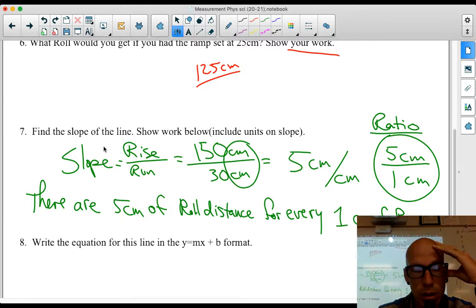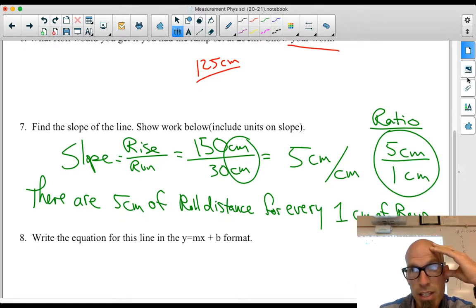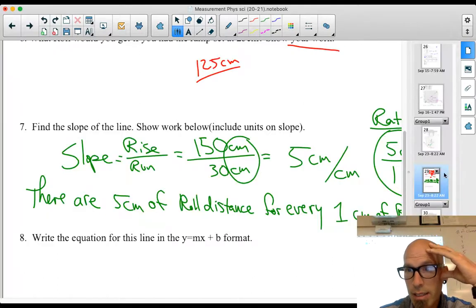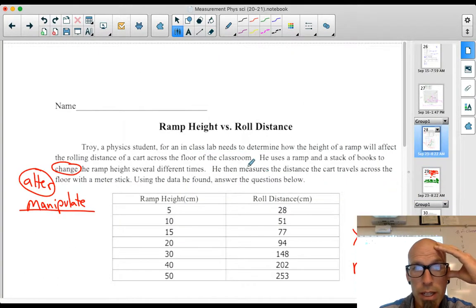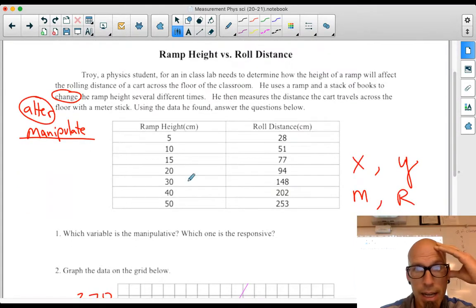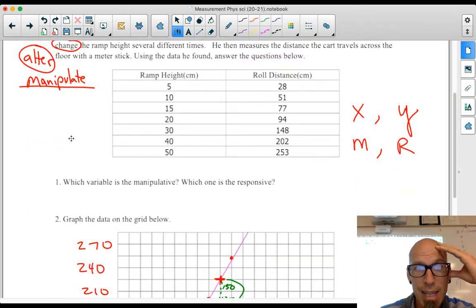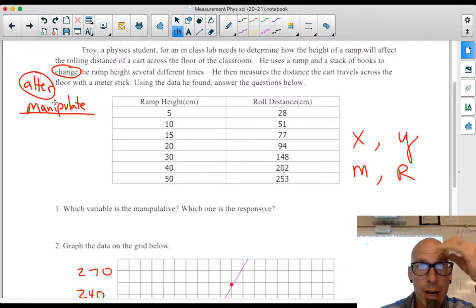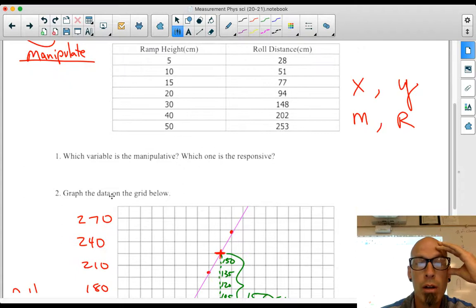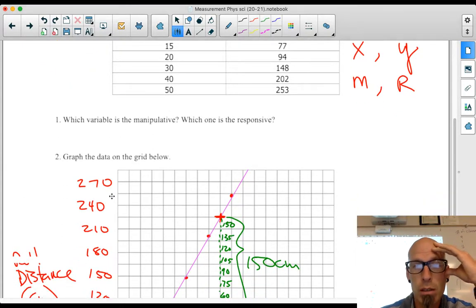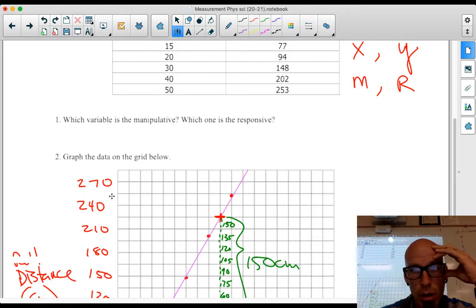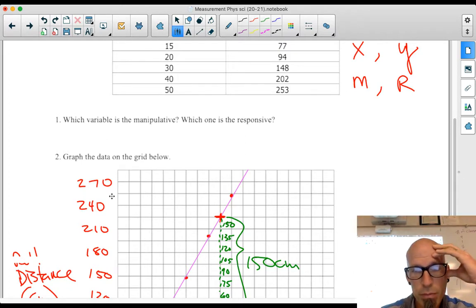For the next one, same situation, right? Different scenario, different set of data. So it's going to be a different experiment going on. It's going to be a different set of data, but you're still going to have to be able to identify which one is manipulative, which one's being manipulated or altered or changed by the experimenter, and then which one is responding to that change. So I hope that last little bit of practice will help you out. There's a due date on there as well. You're going to have that finished before you come in for the next class you have with me.